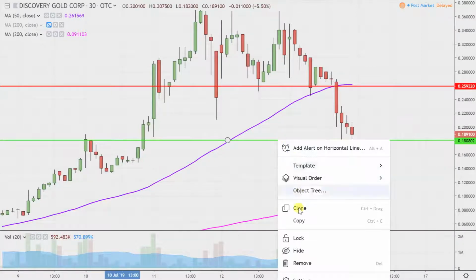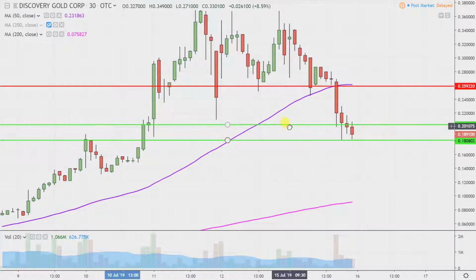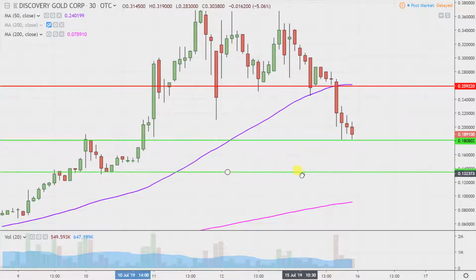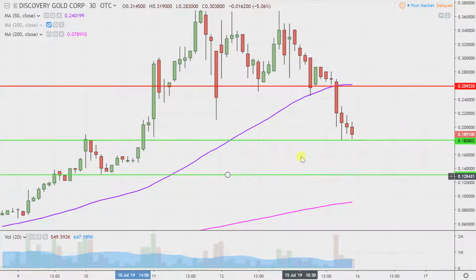I will map out one more area of support just in case the price doesn't quite hold up above there. That next key level would be down there right around 12.5 cents. So all in all, rough day.